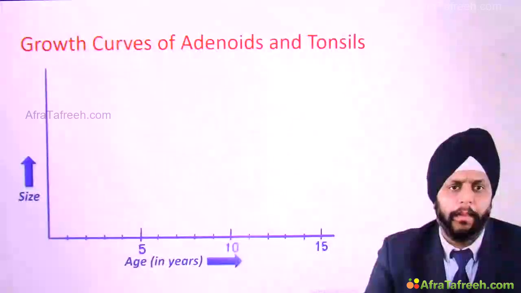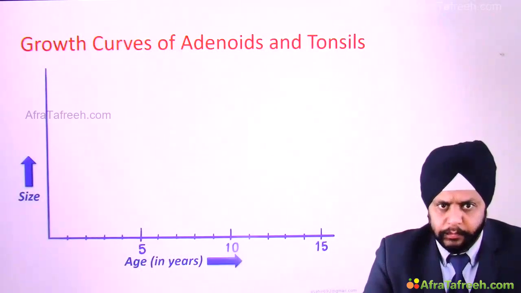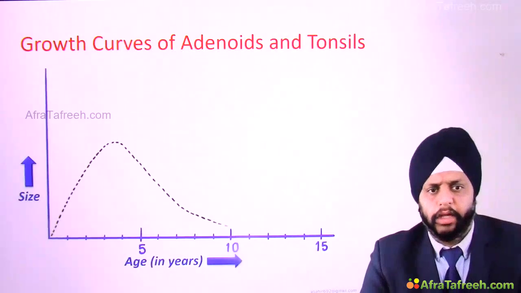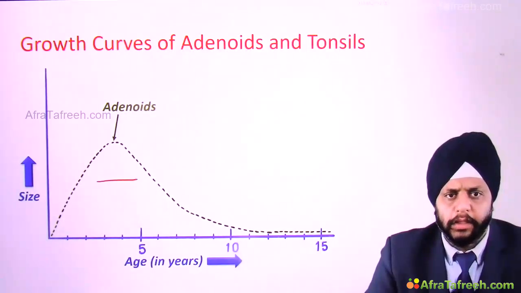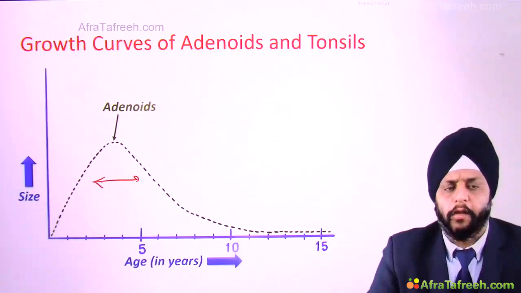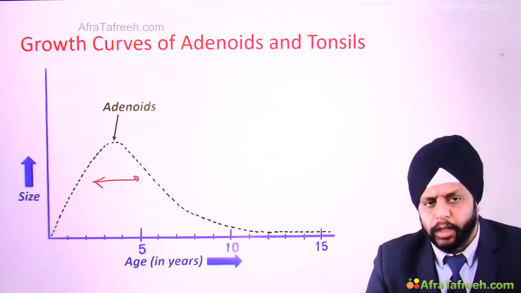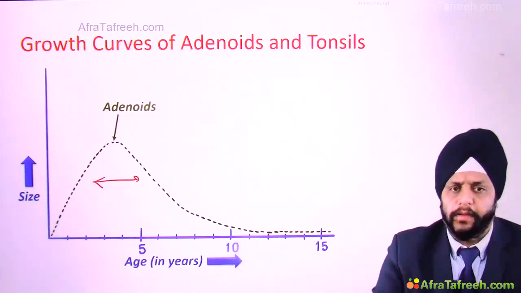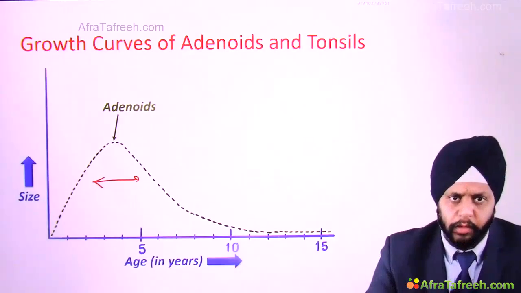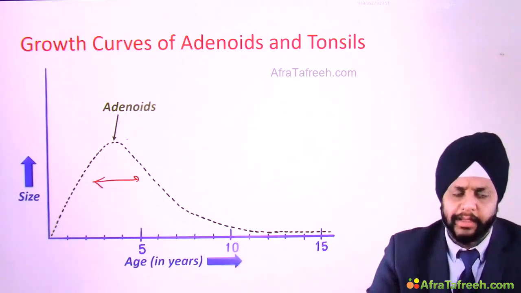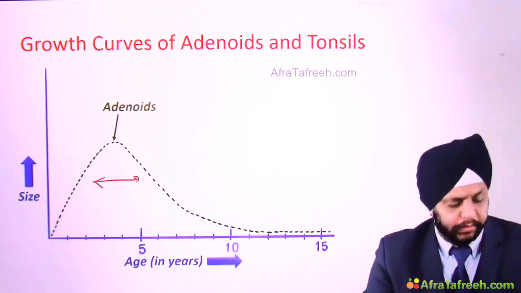Okay, now firstly let us see the growth pattern of these adenoids. As I told you, the 3 to 5 year age group is the age group when they are of maximum size. So there is a growth pattern, and this is the age group when they are growing. After 7 years they start decreasing in size. So in 3 to 5 years this is the maximum time and the rate of growth is very high, and then they start decreasing.